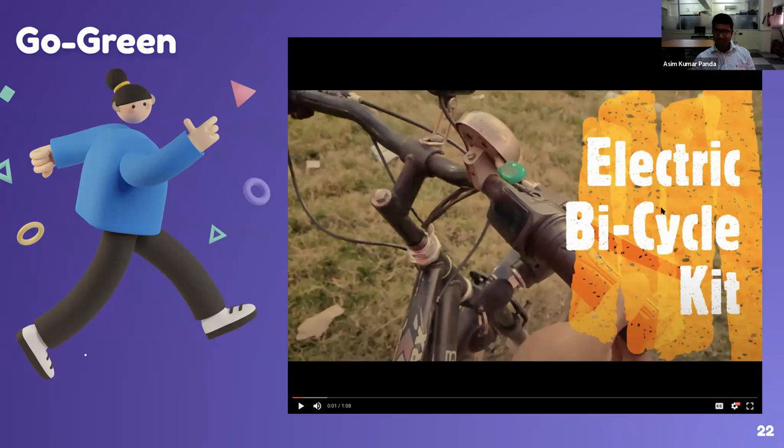Now, what are the points? The points are very simple. Nowadays, for every household, there is a bicycle, right? So if we can convert the bicycle we have into an electric one, then it can solve some problems. And interestingly, this electric bicycle can give you good results. For one charge, you can travel almost 30 to 40 kilometers. So not a small journey, right? This kind of product we can create on the basis of a problem.